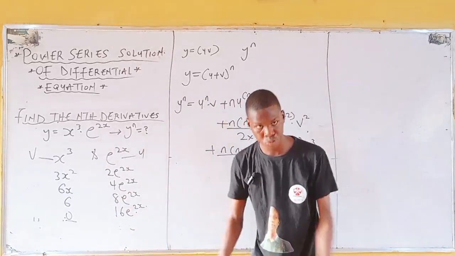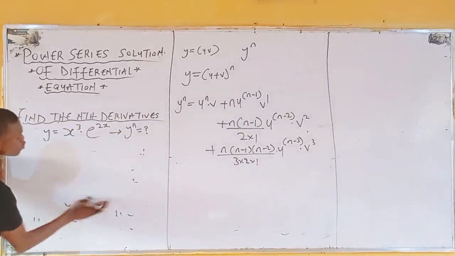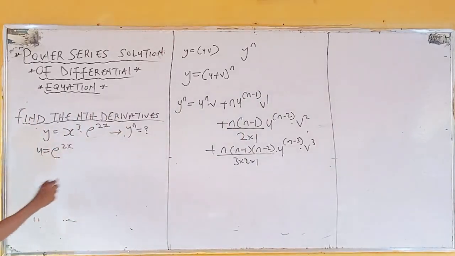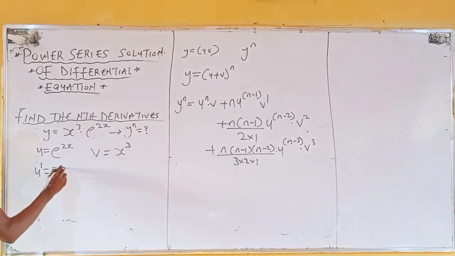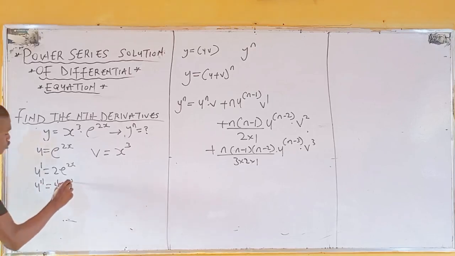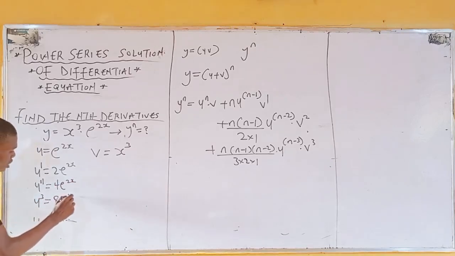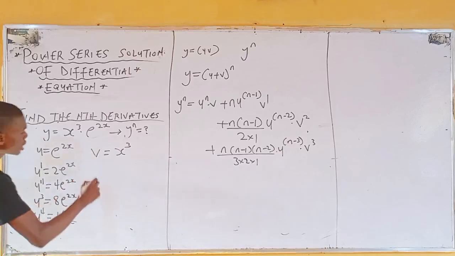Any question? No question. Now, we are saying that given this question, my u is equal to what? Exponential 2x, right? And my v is equal to what? x cubed. Meaning I have u prime as 2 exponential 2x, u double prime 4 exponential 2x, u raised to the power of 3, meaning the third derivative, what do I have? 8 exponential 2x, right? u raised to the power of 4, what do I have? 16 exponential 2x, right?